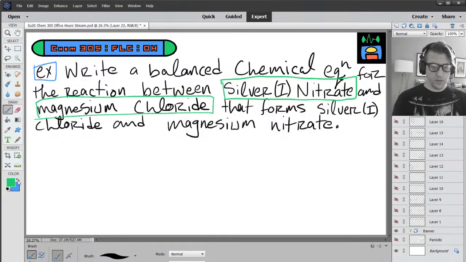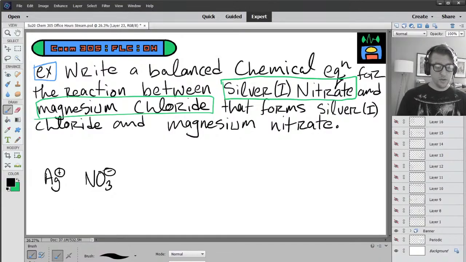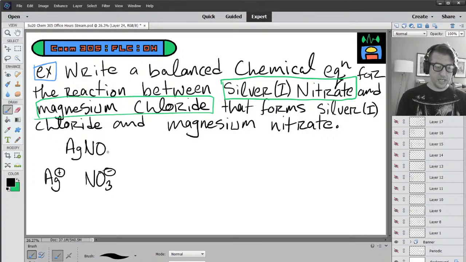All right, silver, we've actually been told silver has a charge of +1. Nitrate is a polyatomic ion, one of the ones you just got to know. It's NO3 with a -1 charge. So these combine in a 1-to-1 ratio, AgNO3.